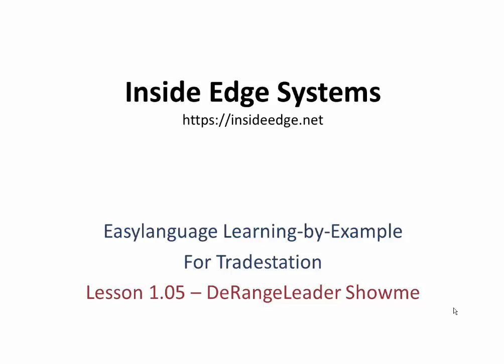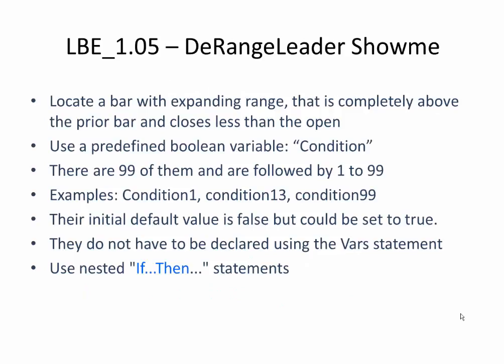This is lesson 1.05. We will be building the D-range leader Show Me. In this example, we will locate a bar with expanding range that is completely above the prior bar and closes less than the open. We will be using a predefined Boolean condition variable.